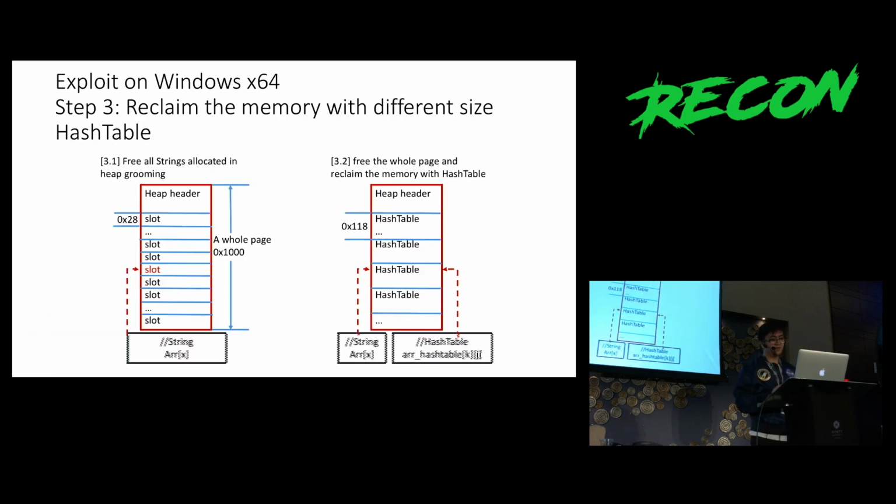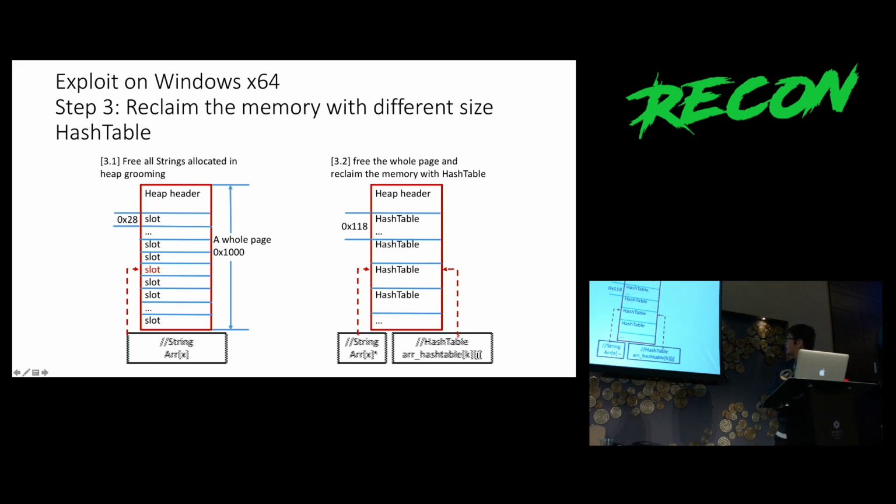The third step is a very important step. Firstly, we free all of the strings allocated in heap grooming. Here, you can see all of the heap blocks in this page are available. And then we free the whole page and reclaim the memory with HashTable. You can see the HashTable size and the string size are different. The HashTable size is 118, and the original string size is 28.